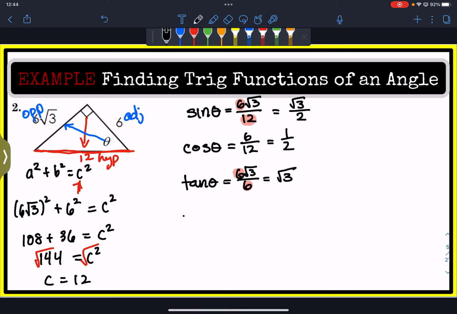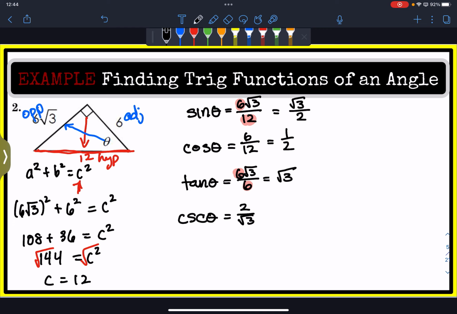And because cosecant is simply the inverse to this, we're just going to flip it. So this is 2 over radical 3, which again we cannot leave like this. Now we cannot leave our answer like this. We have to rationalize this. We're not allowed to have an irrational number in our denominator.